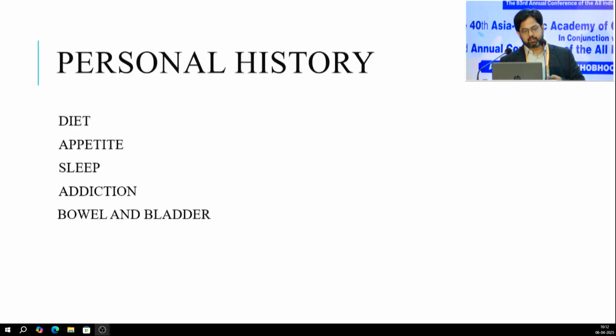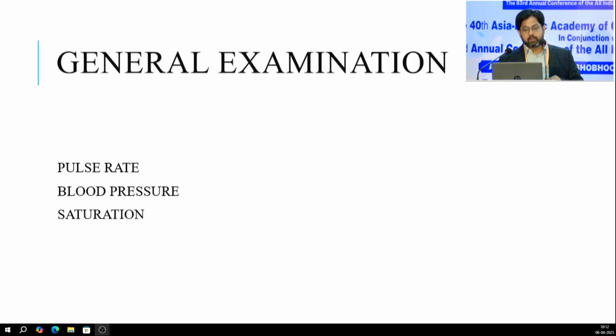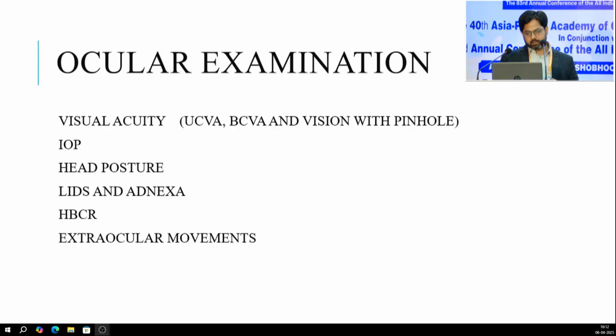Very important. You need to know about personal history. Addiction, important because smokers don't usually get the effect of the block very early. Coming to general examination, you would want to see the pulse rate. Shouldn't be very tachycardic. Blood pressure, if it is high, you need to treat that before surgery. And saturation.